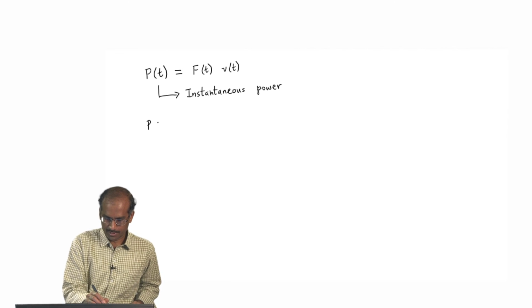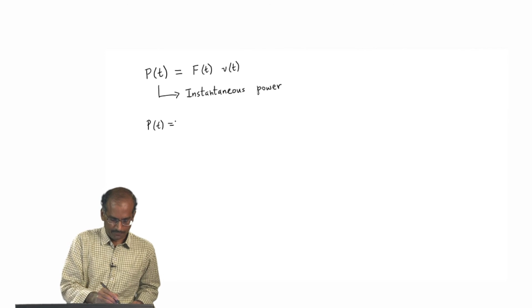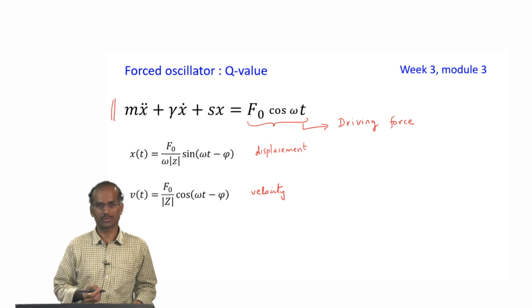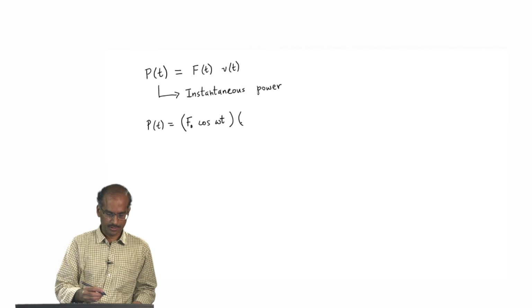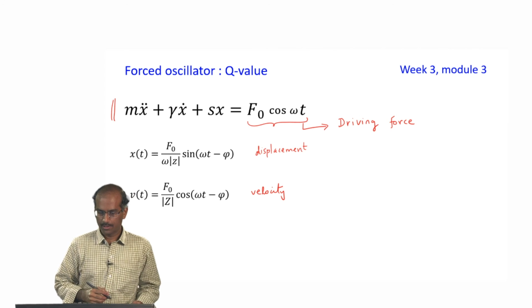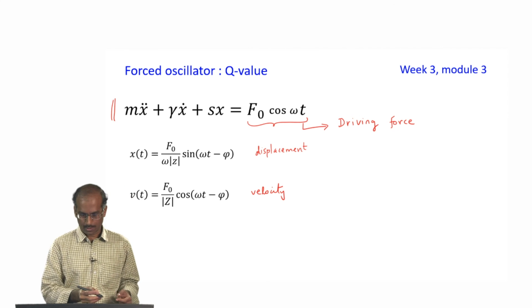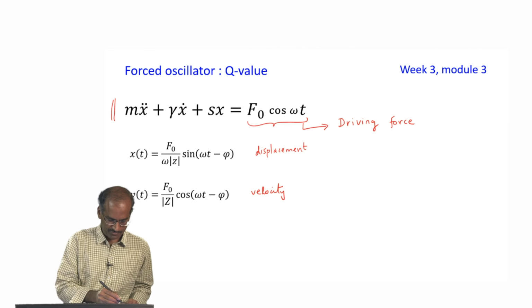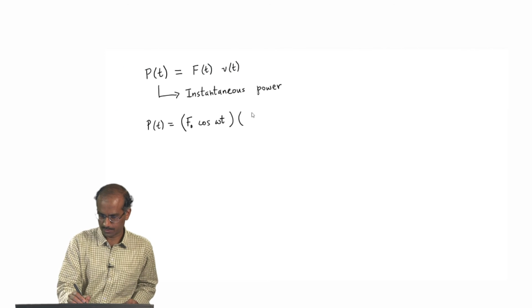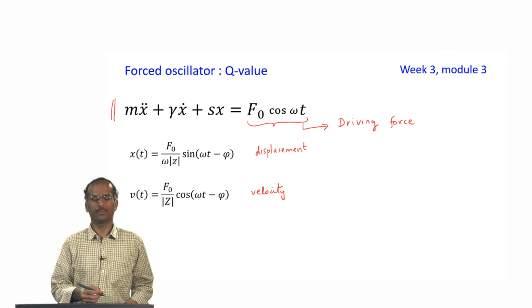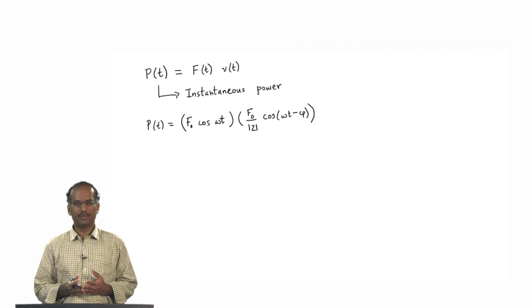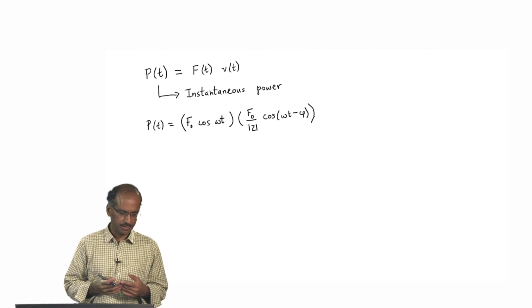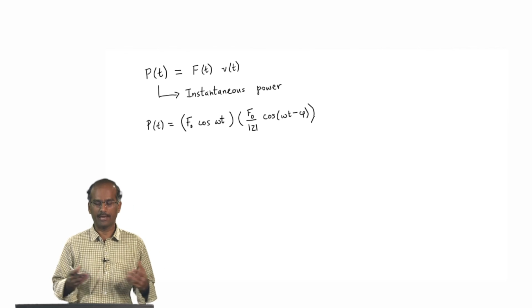So, P of t would be f of t, which is f 0 cos omega t, that is my driving force, multiplied by velocity as a function of time. So, again we go back to our velocity, which is f 0 by modulus of z into cos omega t minus phi. So, I have a formal expression for instantaneous power, but maybe what I would like is the average power.